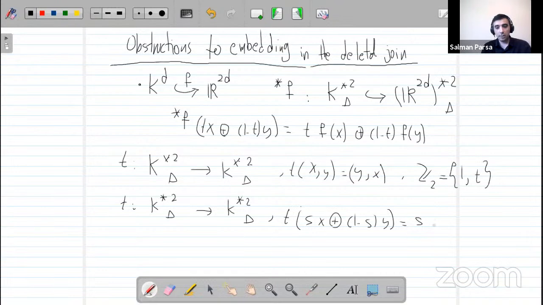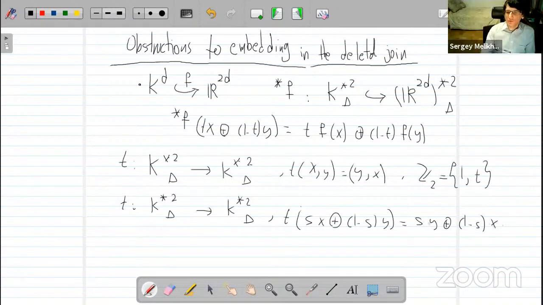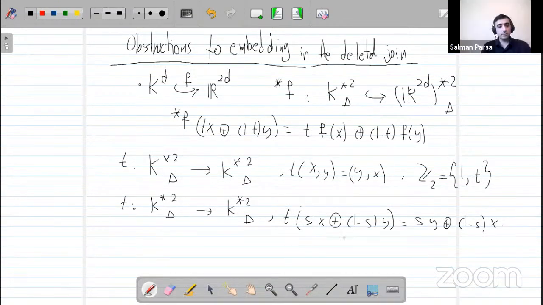I think we should take this. Because the diagonals are removed, these actions are free. And you see here, we can take another also. There's also another action on the deleted join, which we can also exchange these coefficients.